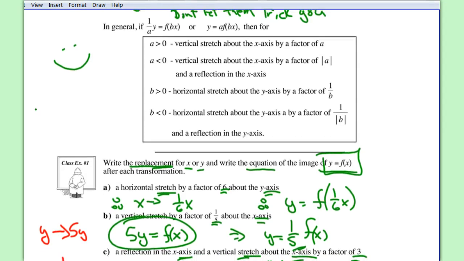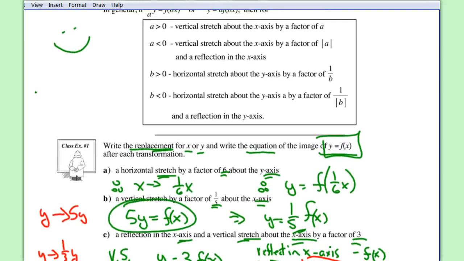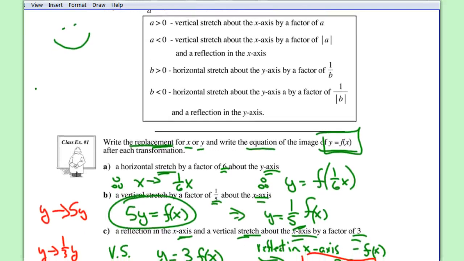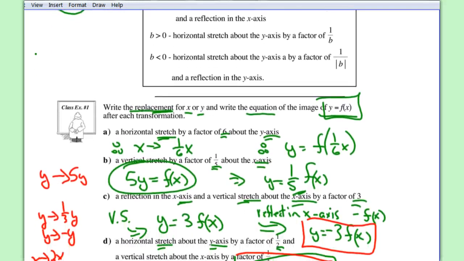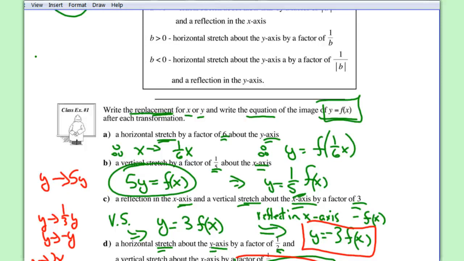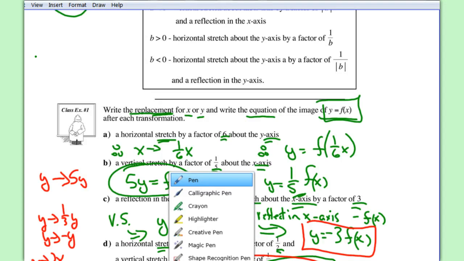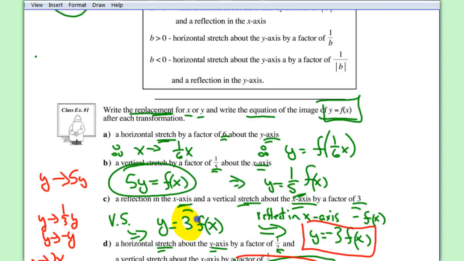If you wanted a reflection in the x-axis, that's a down flip. We know what that is. That's where positive y's become negative y, so there would be a negative on the outside, as well as a stretch about the x-axis by a factor of 3. So there's two things you should see in that. One of them has to be the vertical stretch, so you're going to have a 3 like this. There's a 3 there, but there's also the reflection in the x-axis, which means minus f at x, okay?